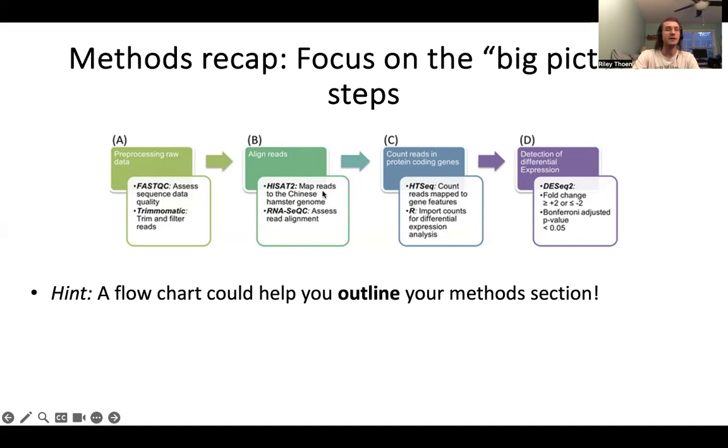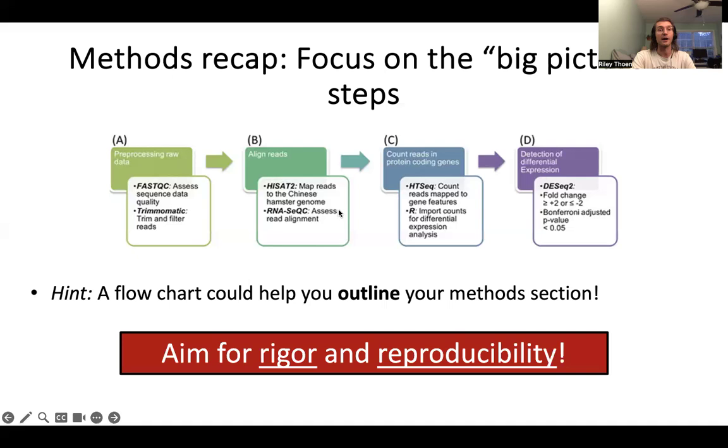Additionally, getting feedback from other folks, whether it be in a peer review or from lab mates, can always help you identify things that you might need or might not need in your methods section. And lastly, of course, for your methods, you want to aim for rigor and reproducibility.